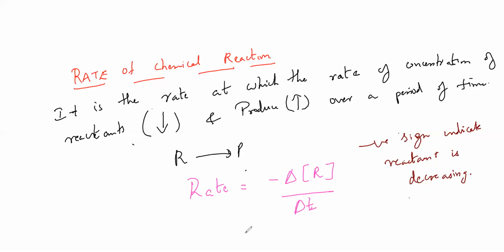So only for the reactants this is minus. If it is for products, it will be what? Plus delta P by delta T. That's all, if it is a product. And the most important thing for us is the graph.